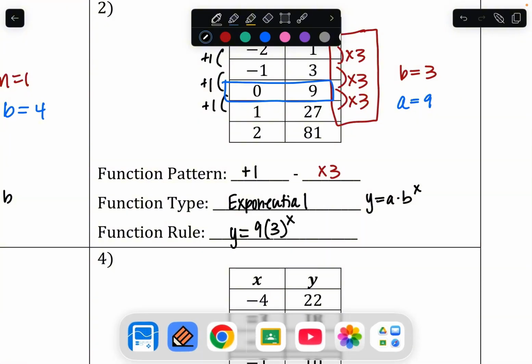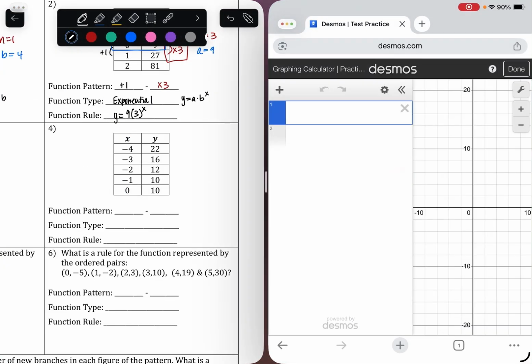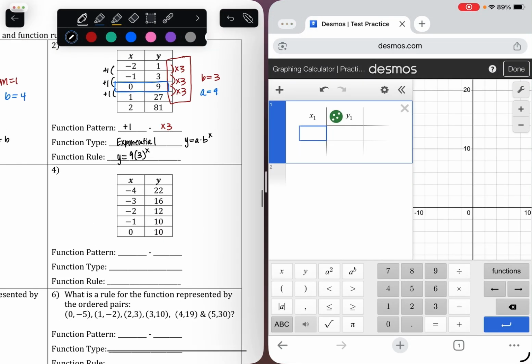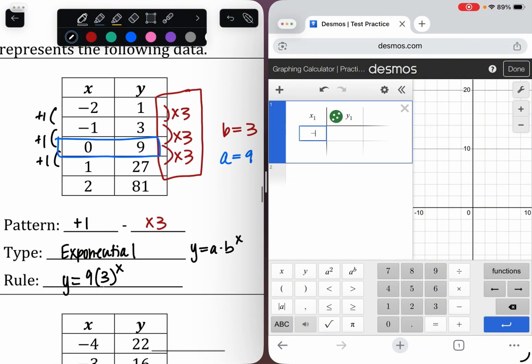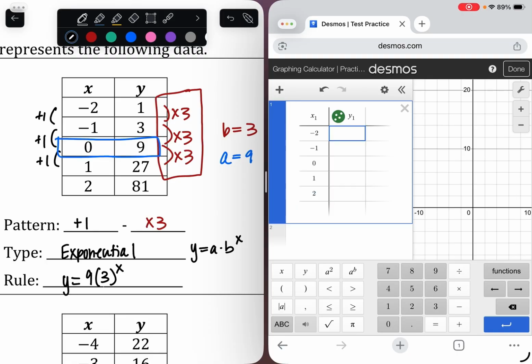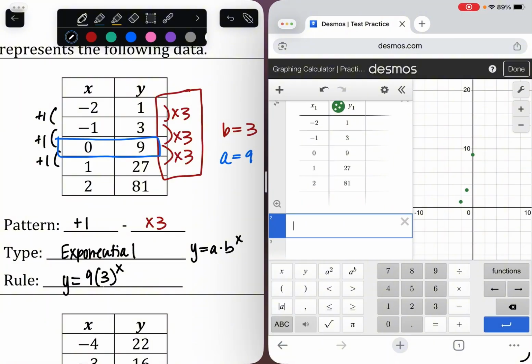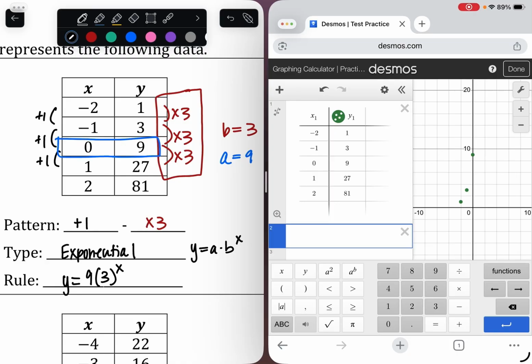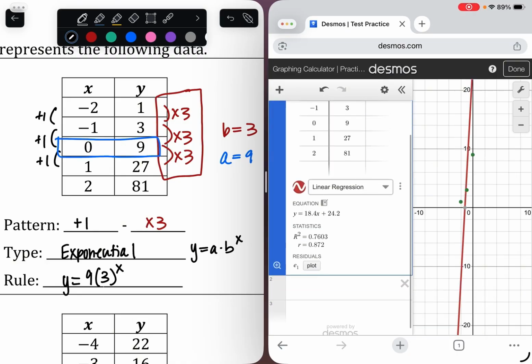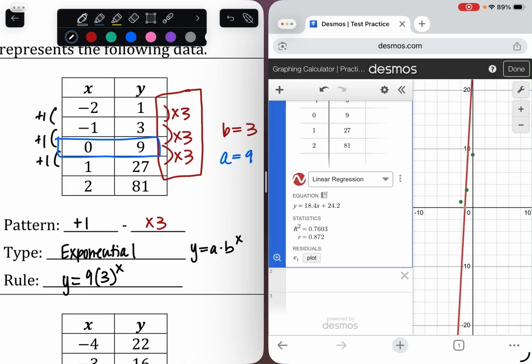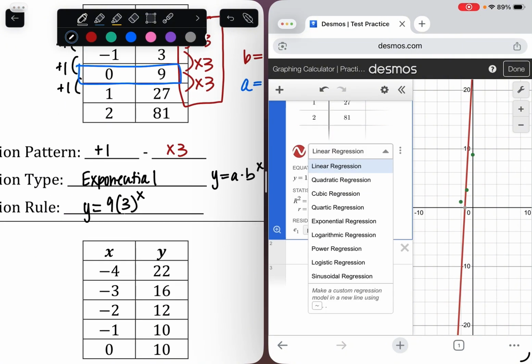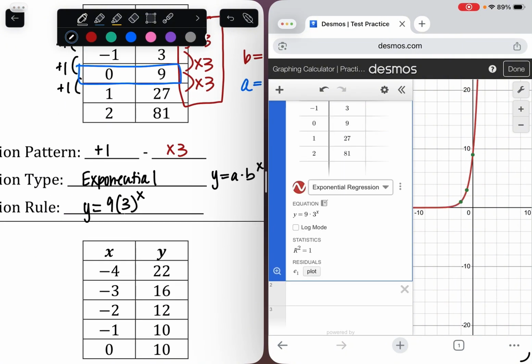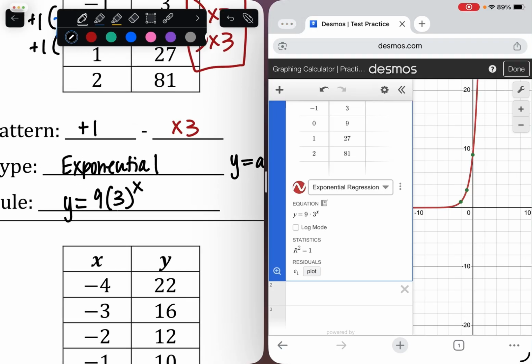But to use the regression, you would click your plus sign, add your table, type your x's, type your y's, and then that line with the dots right next to the 1 gives me a linear regression equation, but we know it's exponential, so we are going to choose exponential, and that's where we see 9 times 3 to the x.